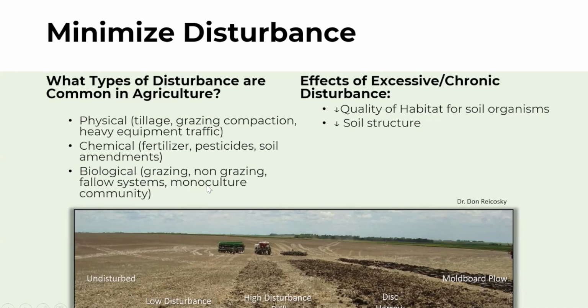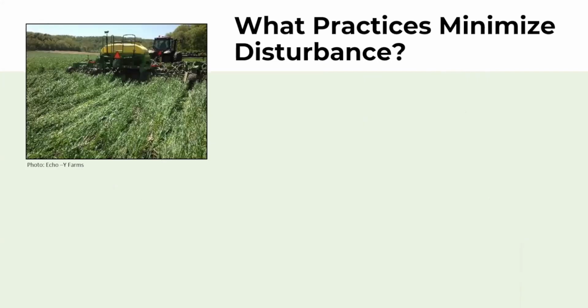And then biological disturbances, right? Grazing can be really beneficial for the soil or can be really detrimental depending on how it's done. Non-grazing for certain systems can be detrimental. Fallowed systems, by which I mean bare fallow where there's nothing growing, and monocultural systems, those are all biological disturbances. And so the effects of excessive or chronic disturbance are basically that we're losing the quality of the habitat for soil organisms, and we're often losing soil structure.